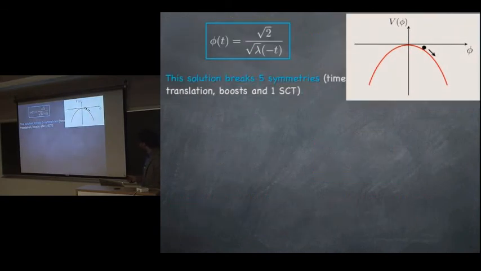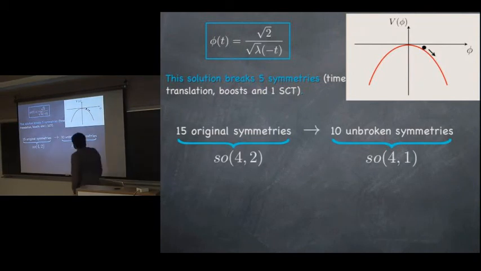That solution, the 1/T solution, actually breaks 5 symmetries. It clearly breaks time translation symmetry. It breaks all the boosts. And it also breaks the one special conformal transformation along time. So there are 5 broken symmetries. You can convince yourself that's the case. So the symmetry breaking pattern in this theory is that the 15 symmetries of the conformal group, the conformal algebra, get broken down to 10 symmetries. And those symmetries, remarkably, form SO(4,1). So the unbroken symmetries are SO(4,1). These unbroken symmetries are precisely those of de Sitter space. They're the same as the de Sitter symmetry.